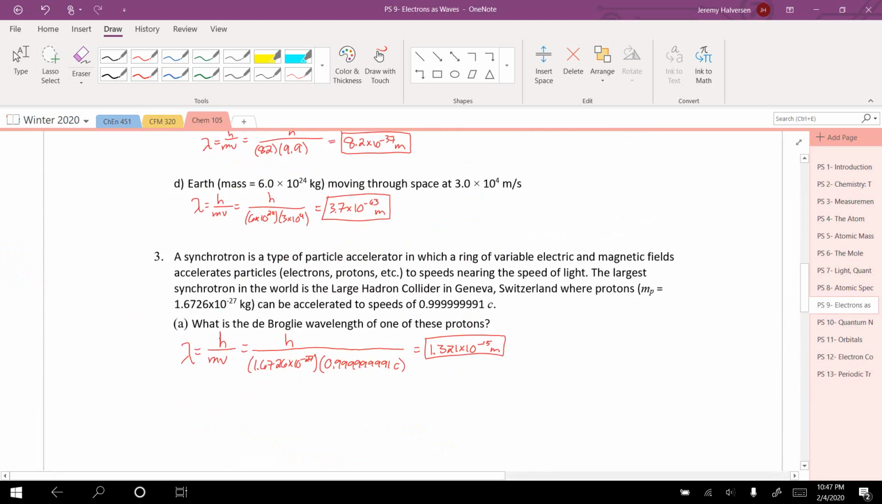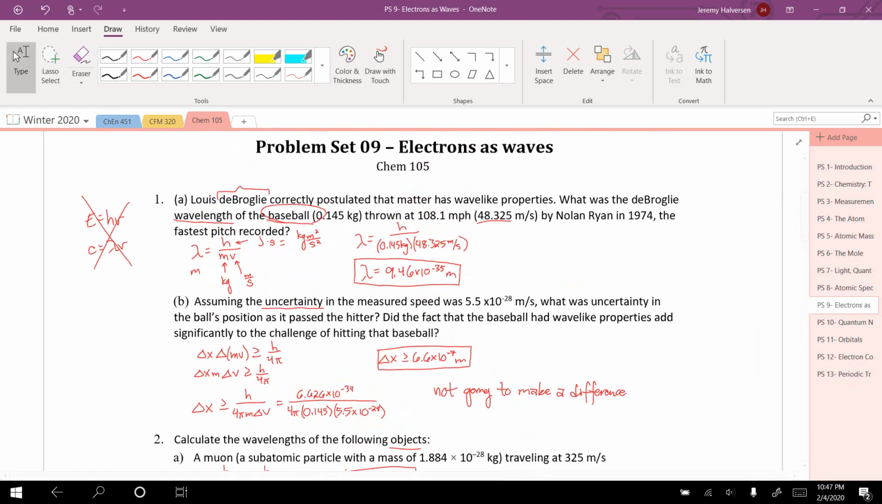But this is just an introduction to treating electrons and other particles as waves.